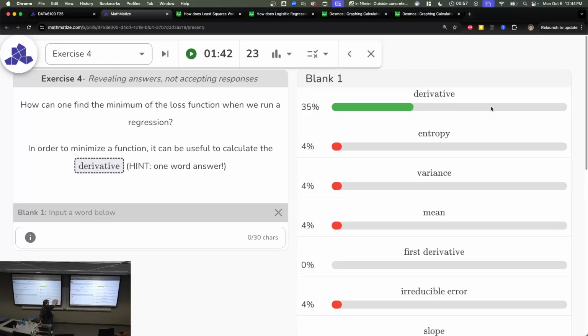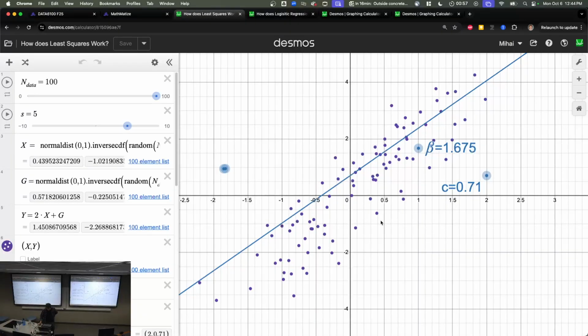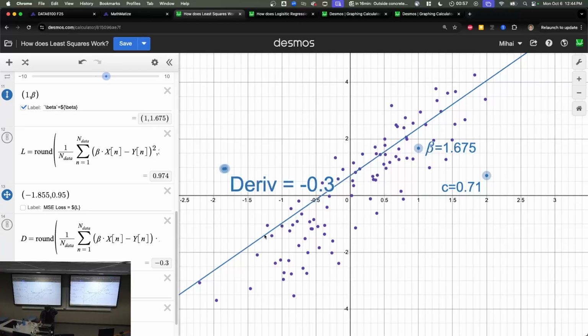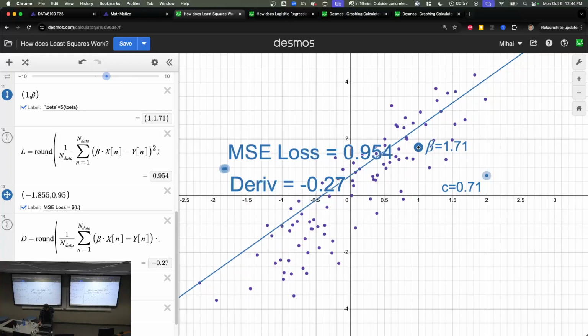The gradient or the derivative tells you if you should increase it or not. So if we're doing least squares, here's the derivative calculation. If someone says the derivative of the loss function, how good we are doing, is negative 0.3, then I can make it better by increasing beta. If I increase beta a little bit, I'll get a slightly better estimate. I can increase a little bit, and you see the loss is going down.